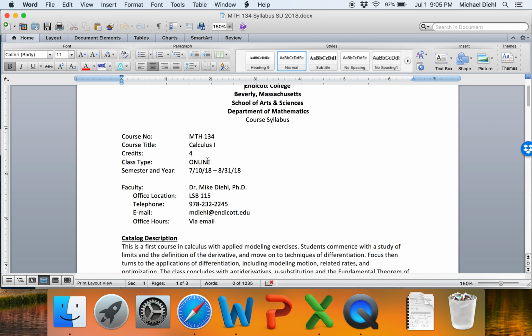The official dates for the course are July 10th through the end of August, which is about 6, 7, or 8 weeks, depending on how you slice that up. It is an accelerated course for sure. In a typical semester in person, this would be 15 weeks, so it's about double speed, but certainly doable in this time window.